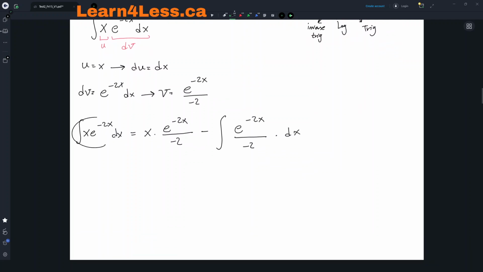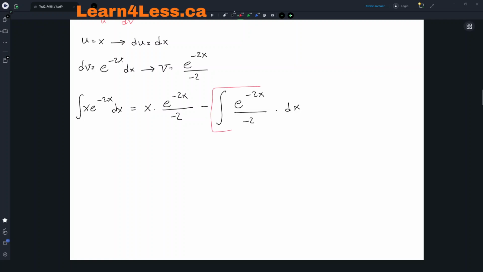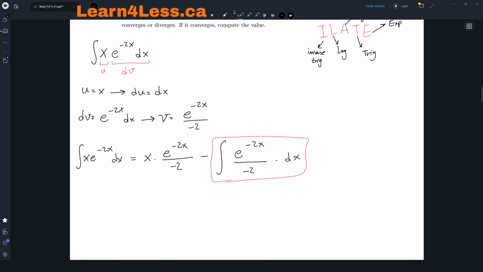Now, instead of taking this slightly more complex integral, we are just dealing with this simpler integral. So let's take this integral. Let me first write this part separately: the integral of e to the power of negative 2x over negative 2 dx. I can take out the negative 2, and because it's in the denominator, it would be negative 1 over 2 times the integral of e to the power of negative 2x dx, which we already know.